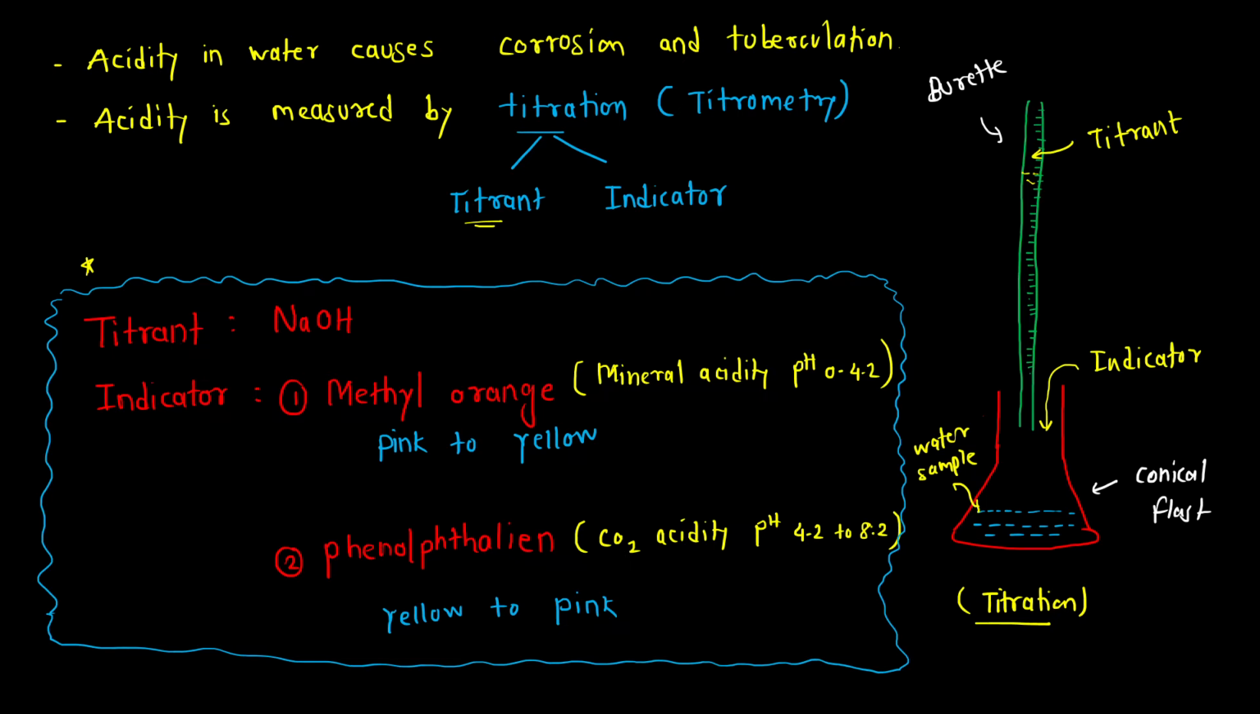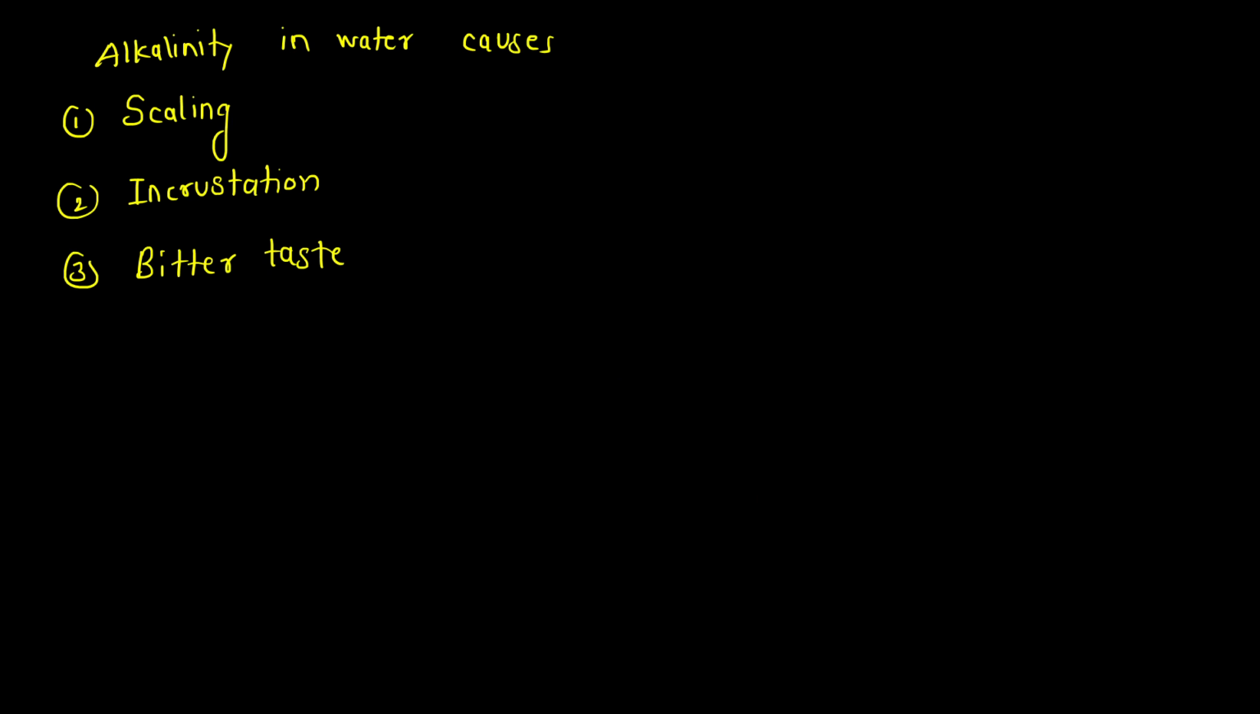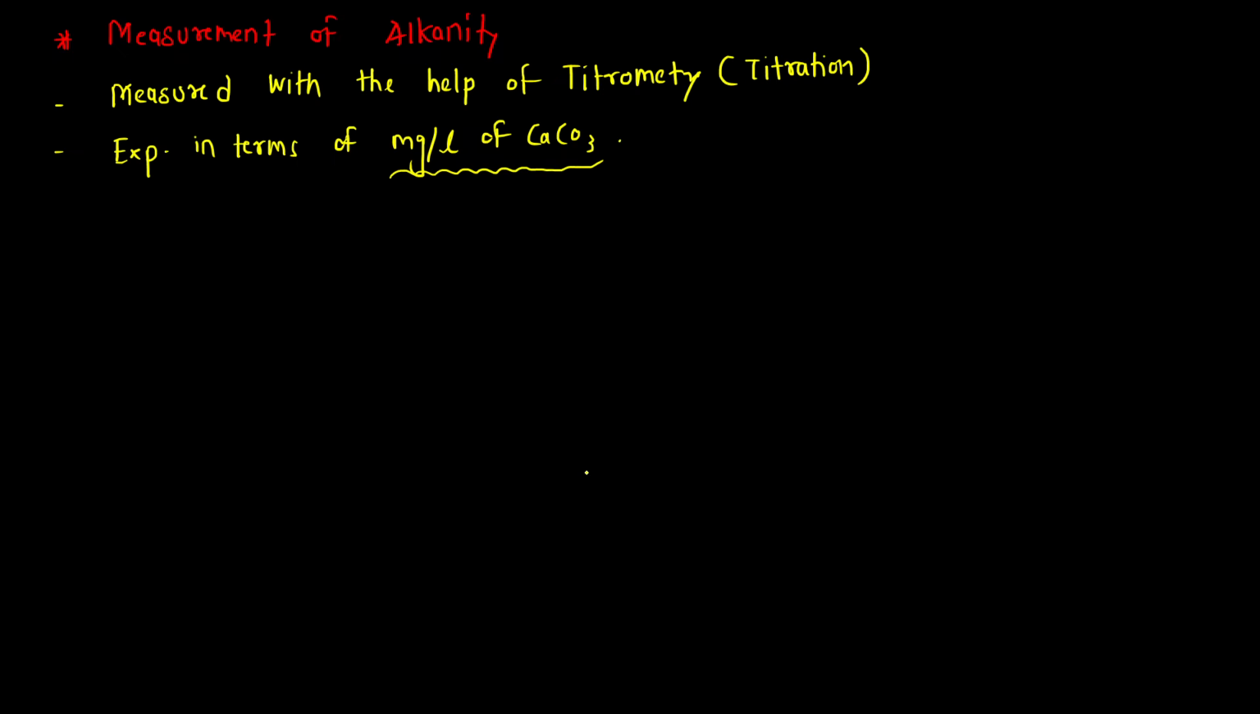After putting the indicator, some color will come to the water sample. Let's say if we use methyl orange in the case of acidity, then the color will first appear as pink. Then slowly, drop by drop, we add this titrant into the water sample. Up to which point do we have to add? Up to the point when the color of the water sample changes from pink to yellow. For alkalinity also, the same process we have to follow.